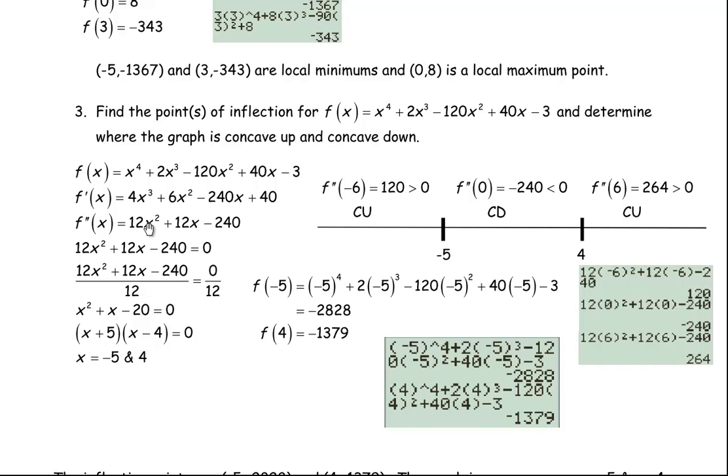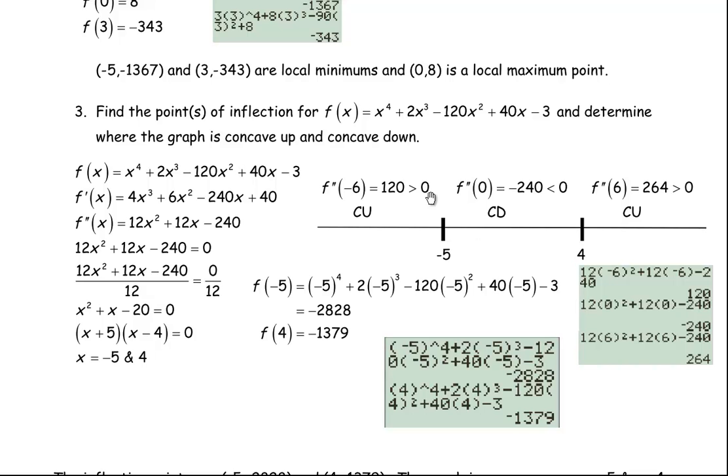So 12 times negative 6 squared plus 12 times negative 6 minus 240. This is actually my calculation on my graphing calculator here. And I get 120. Okay, so it's positive. So that means on this interval, the graph is concave up if it's positive second derivative.